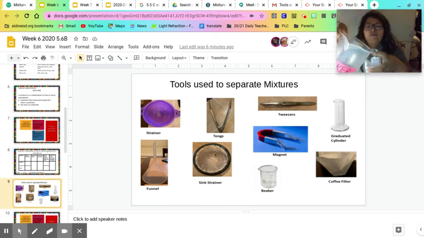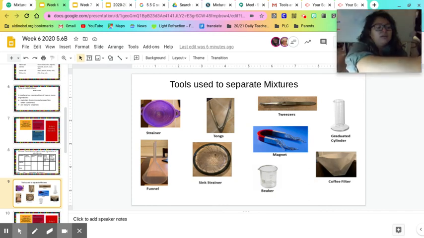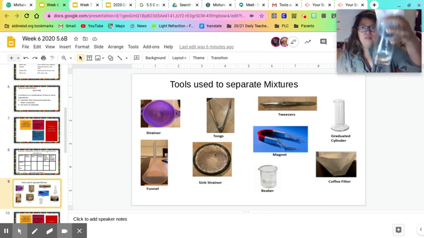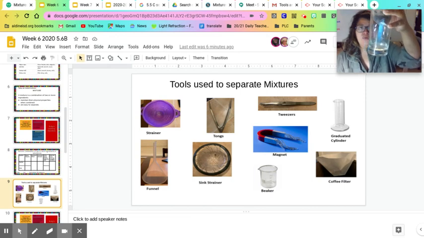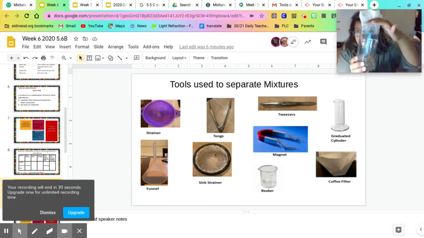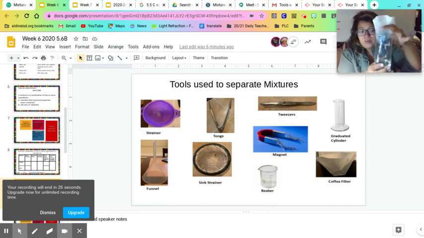So my funnel, if I had one, would have caught my filter. But I can see that my liquid fell and it held all of my solid parts of my soil. So this is going to be the fastest way to separate sand or soil and water.